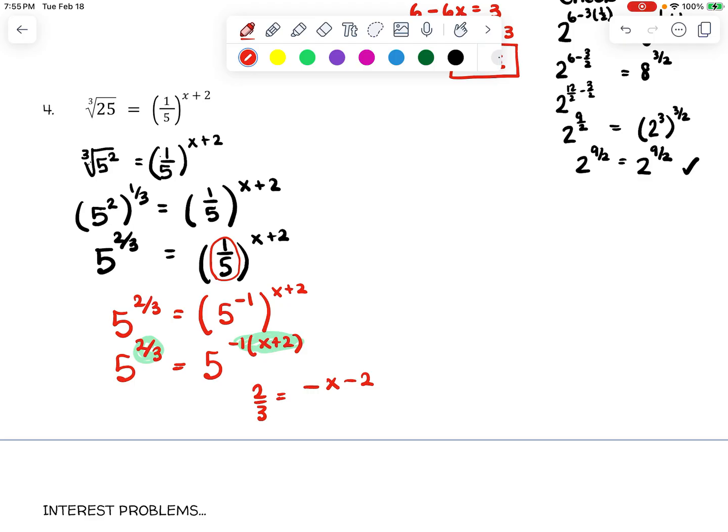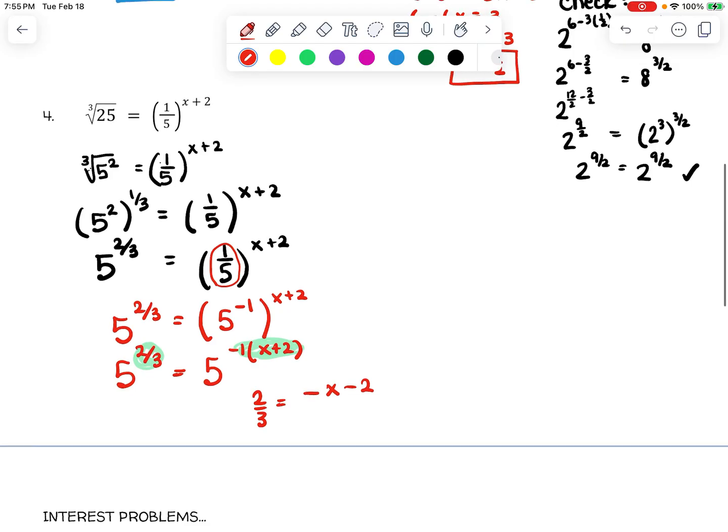If I add 2, I believe I'm going to get 2 would be 6/3. If I add 6, 7, 8, I believe I get negative x is going to be 8/3. And then x is equal to negative 8/3. Now, if my arithmetic is going too fast for some of you, then pause the video and take a minute and go through and make sure that you understand where this is coming from.